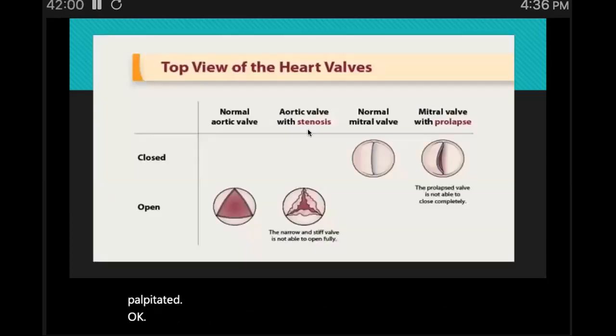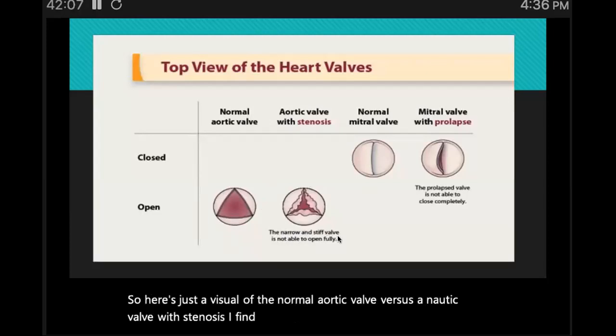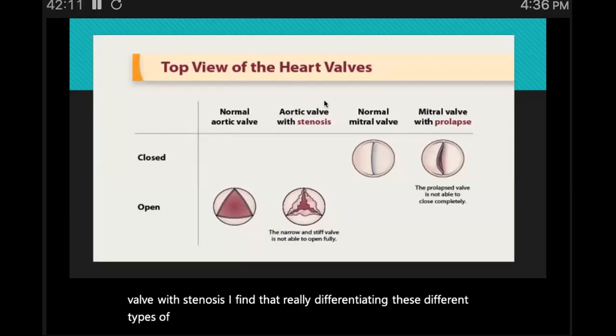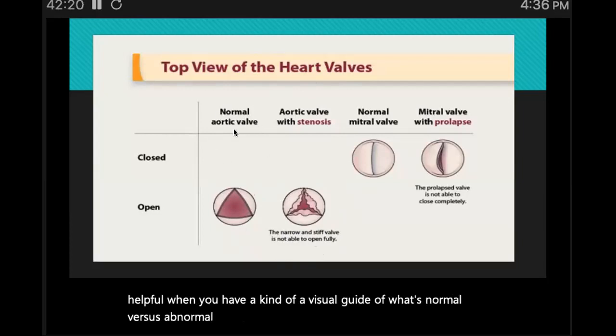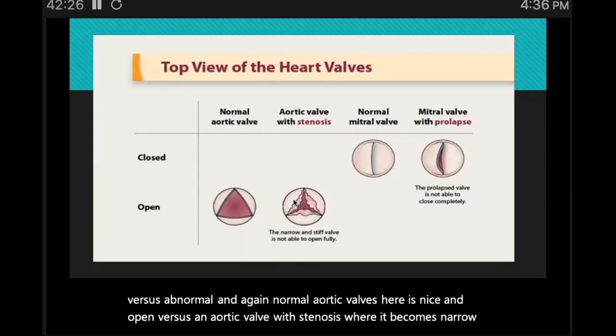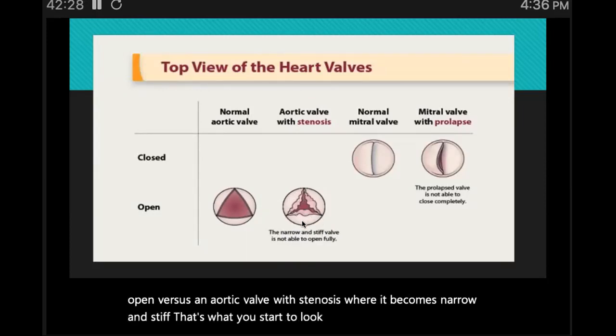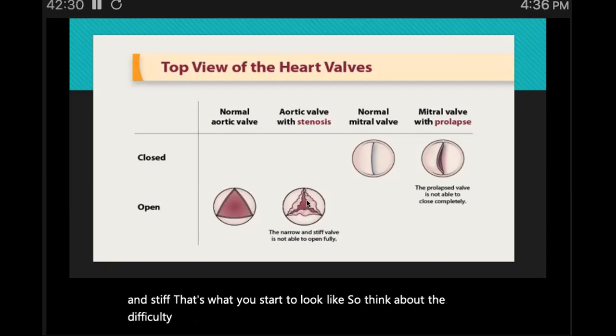Okay, so here's just a visual of the normal aortic valve versus an aortic valve with stenosis. I find that really differentiating these different types of murmurs and how they're affecting the actual valves is very helpful when you have a visual guide of what's normal versus abnormal. And again, normal aortic valve here is nice and open versus an aortic valve with stenosis where it becomes narrow and stiff. So think about the difficulty of circulation with this type of valve.